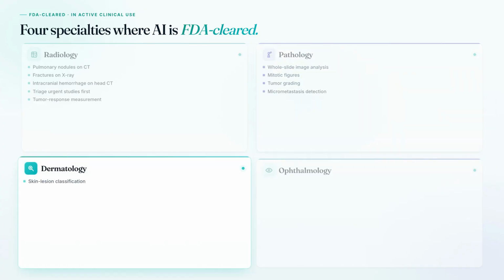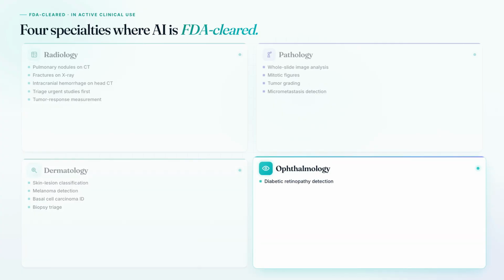Dermatology. AI classifies skin lesions with accuracy comparable to dermatologists in controlled studies, melanoma detection, basal cell carcinoma identification, and triaging concerning lesions for biopsy. Ophthalmology. Retinal imaging AI detects diabetic retinopathy and can screen patients in primary care settings without an ophthalmologist present. This was one of the first autonomous AI systems approved by the FDA.